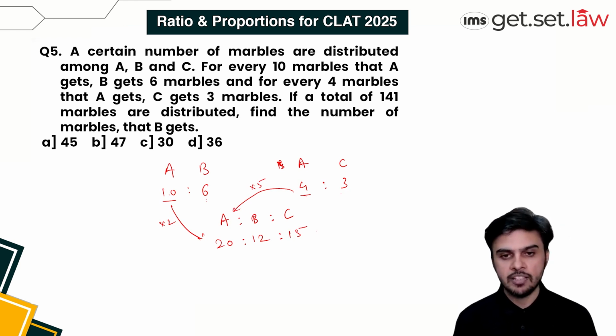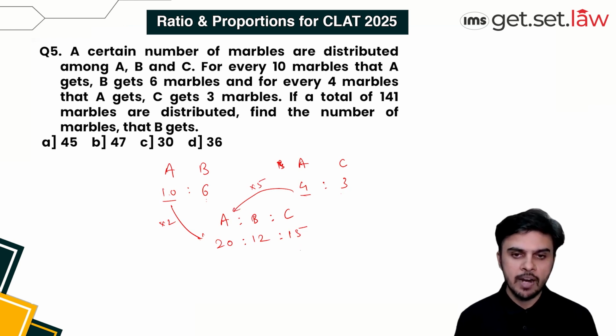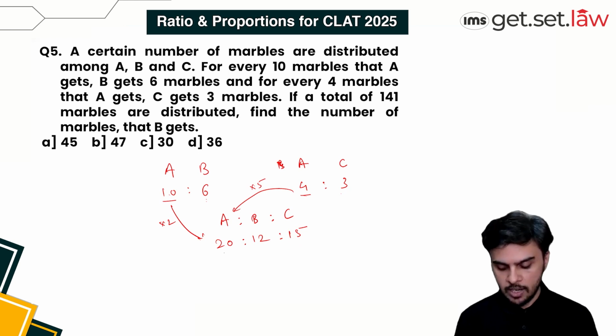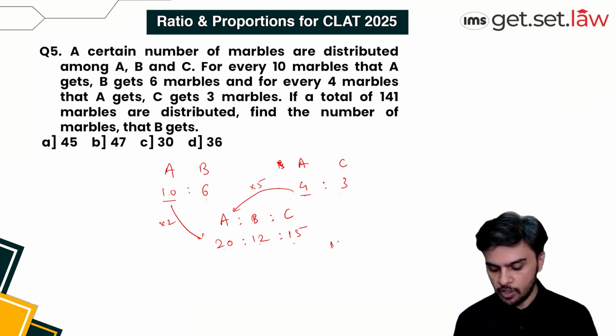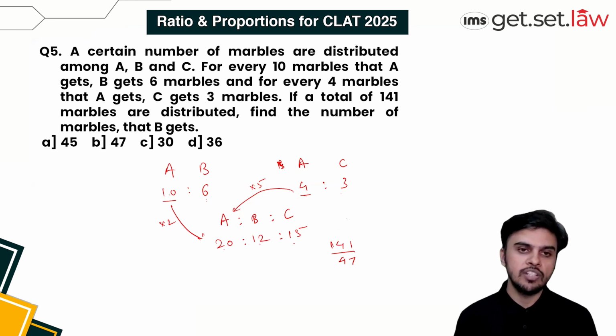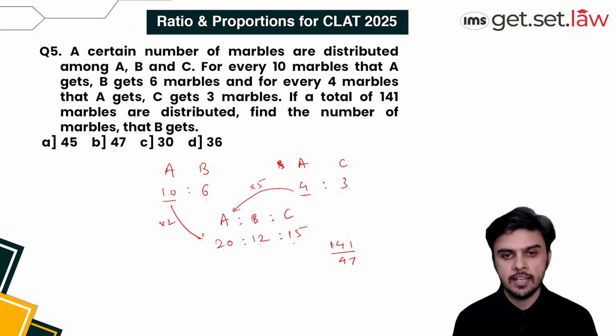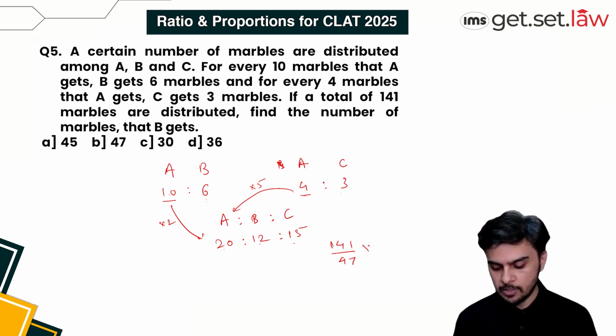So the number of parts in which 141 marbles are distributed to A, B and C are 20 parts, 12 parts, 15 parts. So total number of parts becomes 20 plus 12, 32, 32 plus 15, 47. So 141 divided by 47 is value of one part. Now we just need to check how many parts we need to calculate. We just want to calculate the number of marbles with B, which is equal to 12 parts. So just multiply this with 12.